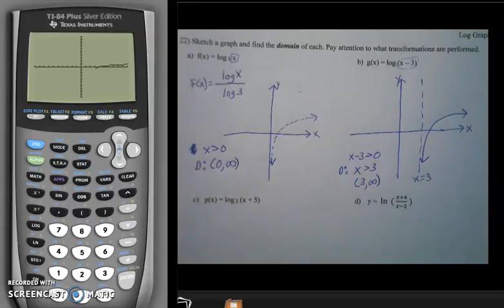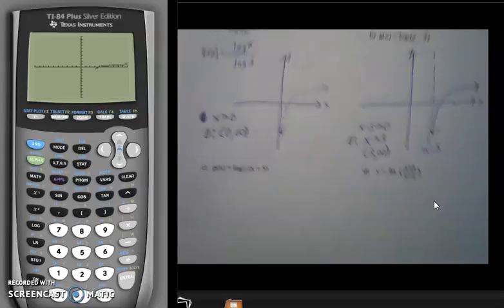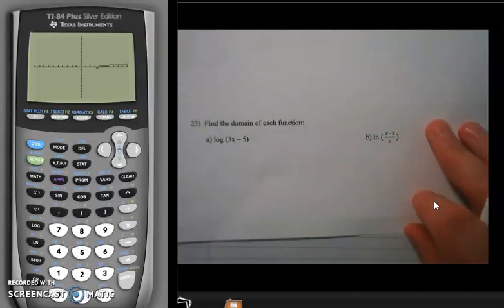So we can graph each of these others in a similar manner. You'll have to do the change of base for part C. In part D, that's a natural log, which we have a calculator button for, natural log. Make sure you put parentheses around the numerator and denominator there, so that one could be a little bit tricky. I'll actually put that one on the calculator, but you can try the rest of these to graph them. And then at the very bottom, finding the domain of those functions.